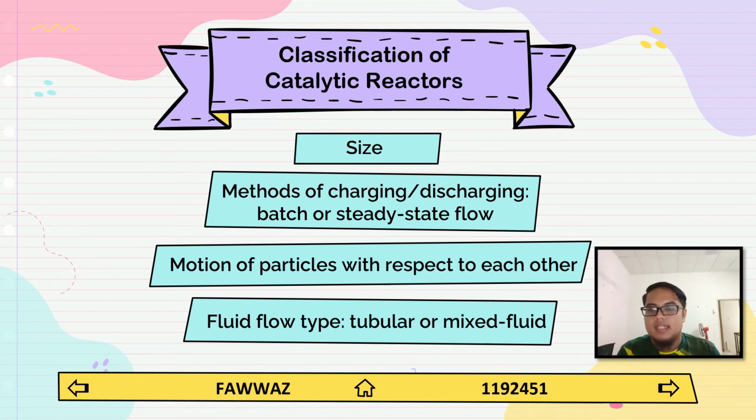Catalytic reactors can be classified using 4 aspects. The first aspect is the size. The second one is the methods of charging or discharging, which is batch or steady state flow. Next, the motion of particles with respect to each other is also an aspect to classify the reactors. And the last aspect is the fluid flow type, which is the tubular reactor or mixed fluid reactor.